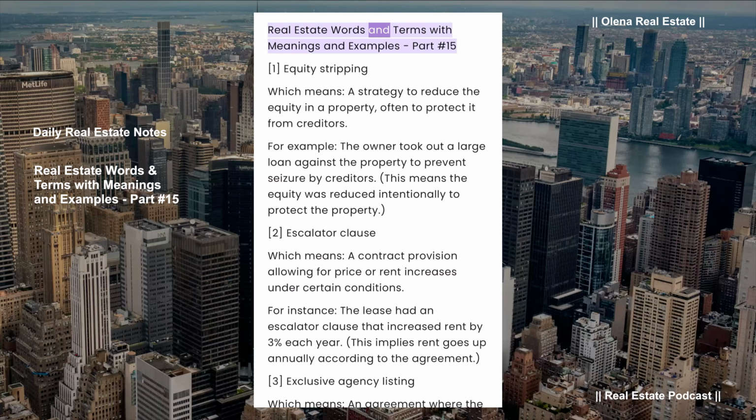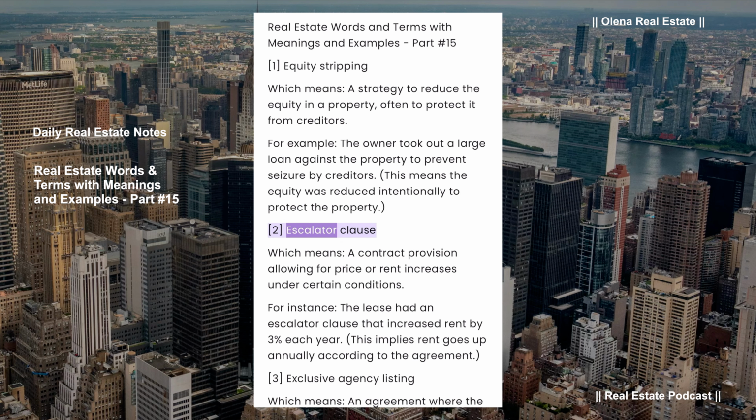Real estate words and terms with meanings and examples, part number 15. Equity stripping, which means a strategy to reduce the equity in a property, often to protect it from creditors. For example, the owner took out a large loan against the property to prevent seizure by creditors. This means the equity was reduced intentionally to protect the property.